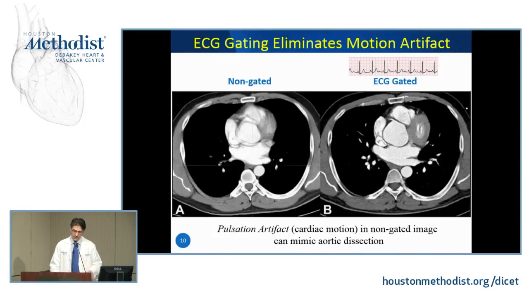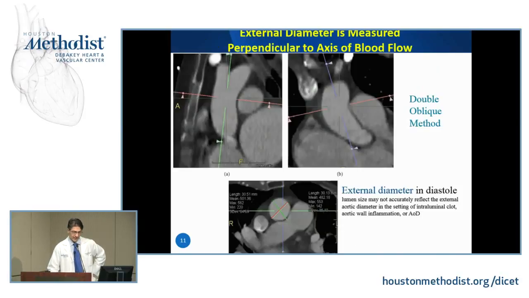When we do imaging, especially with CT, it's so important to gate the images. If you're not gating your images and you have an inferior temporal resolution, you can get these pulsation artifacts which can mimic dissections, can make measurements very, very difficult because you don't know where the outer wall is. So always gate your images to get rid of this pulsation artifact.